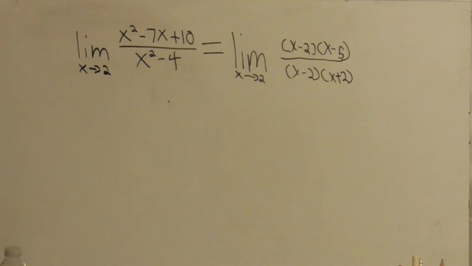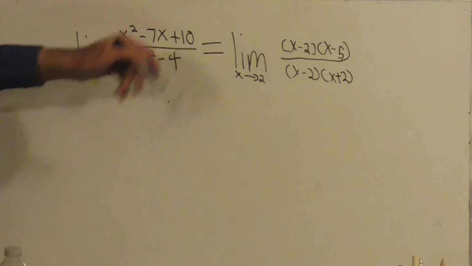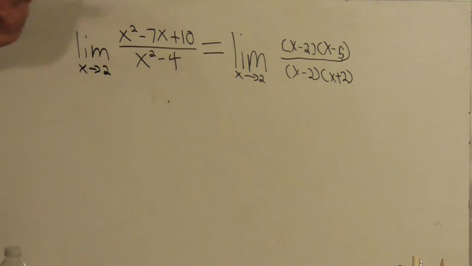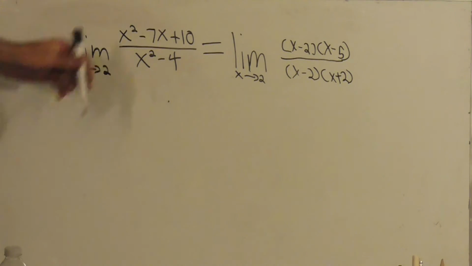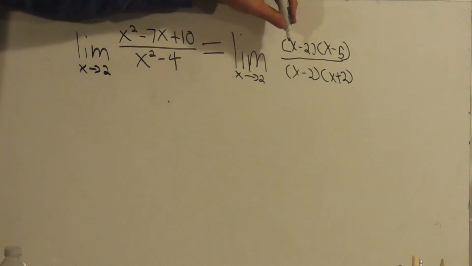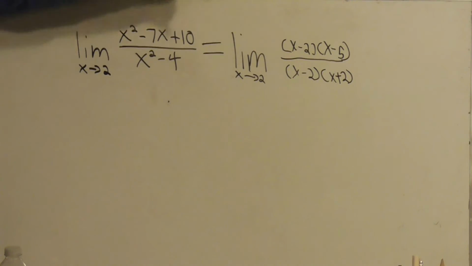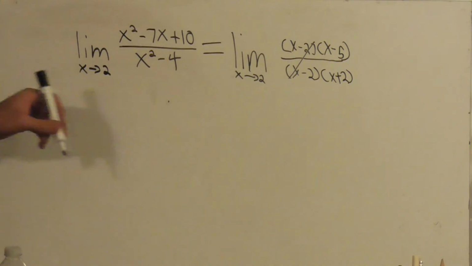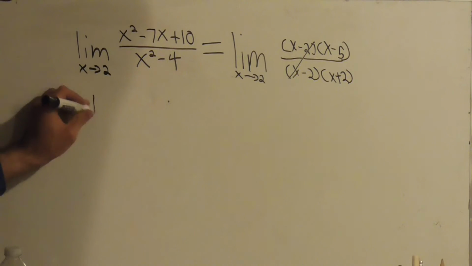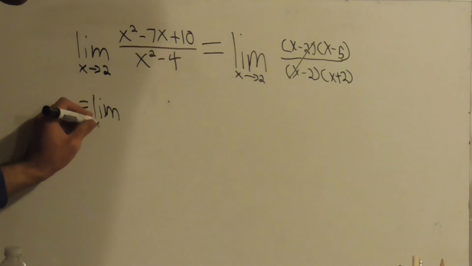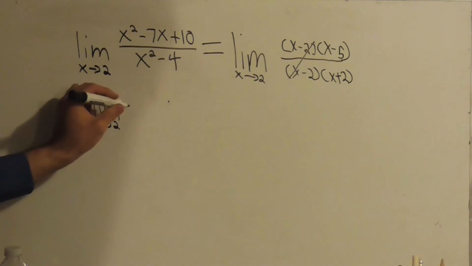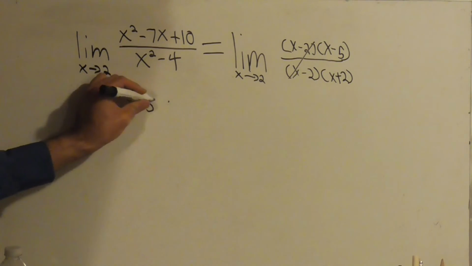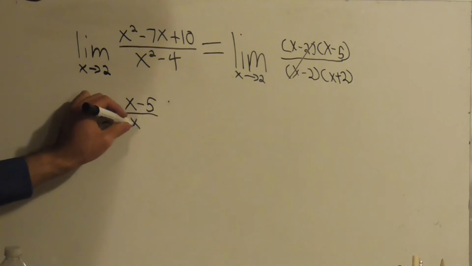And you can see immediately that this is a much easier problem to work with than this. It's the same problem, but we factored both the numerator and the denominator, and we can see that x minus 2 is in both the numerator and the denominator in our newly factored form. So we simply canceled that out, and we're left with the limit as x approaches 2 of x minus 5 divided by x plus 2.